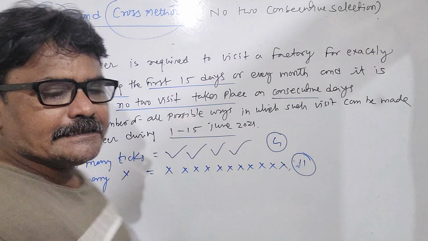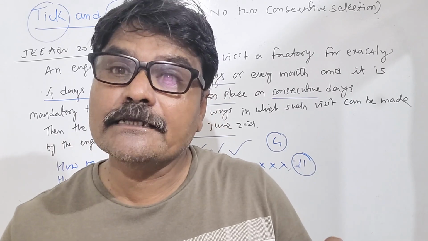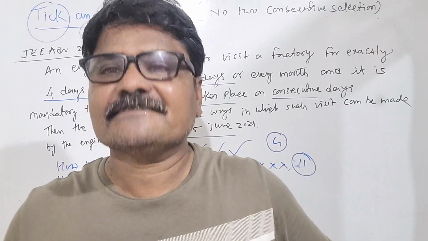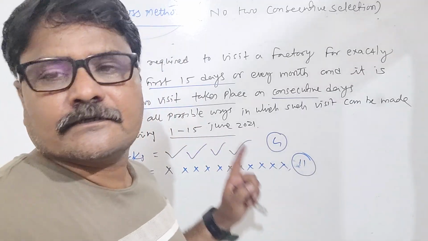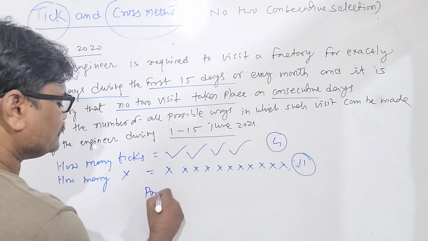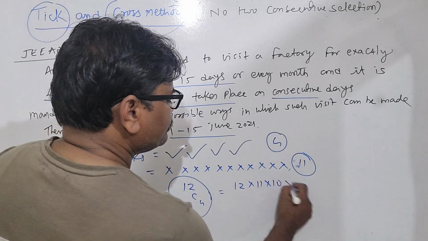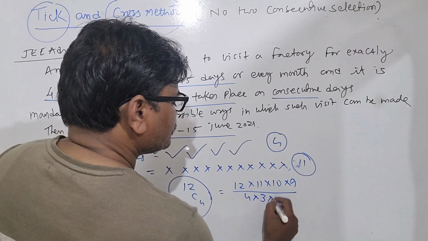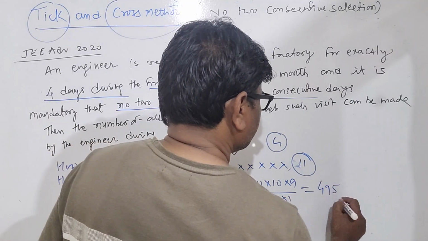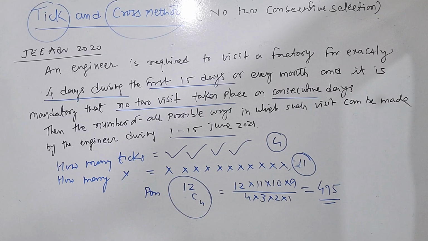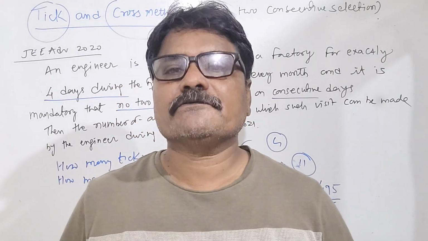The 11 crosses are identical, so they can be arranged in a row in one way, and therefore there will be 12 gaps. Out of these 12 gaps we have to select 4 gaps only. So the final answer is 12C4. You can calculate 12 into 11 into 10 into 9 by 4 into 3 into 2 into 1, and that will give your answer, which is 495. So this is very simple to solve using the tick and cross method once you understand the concept.